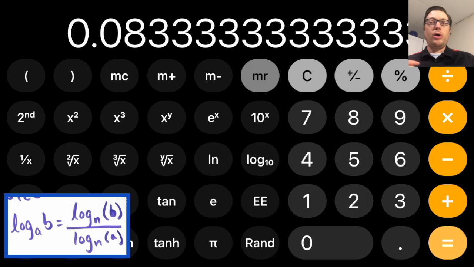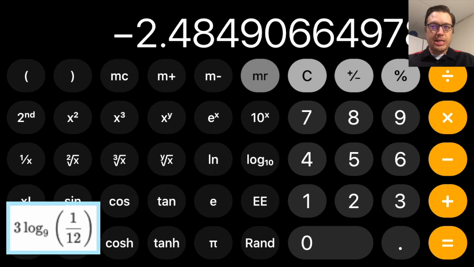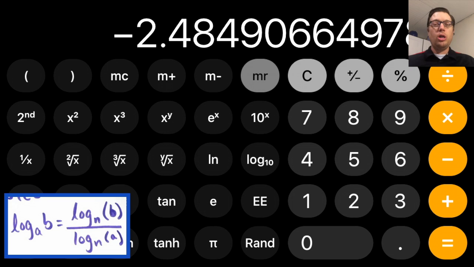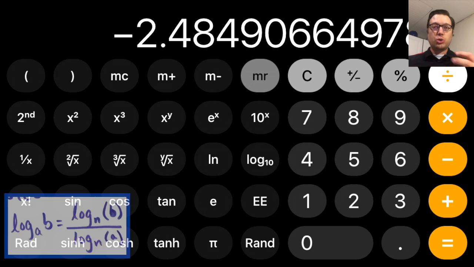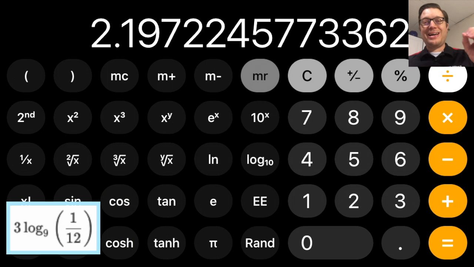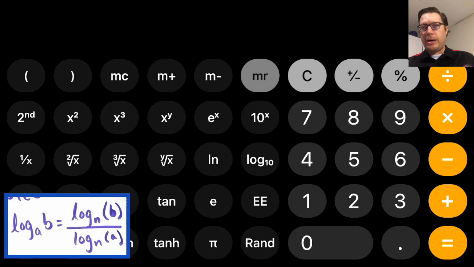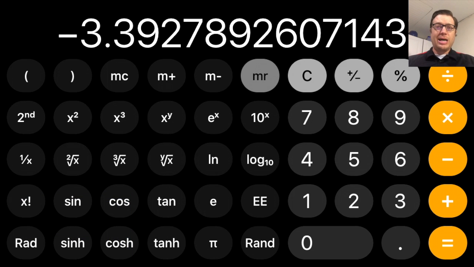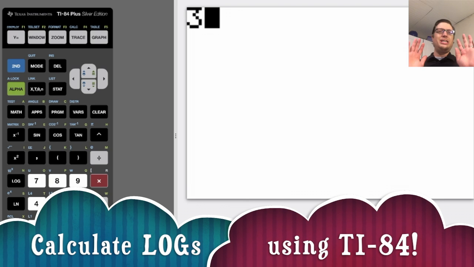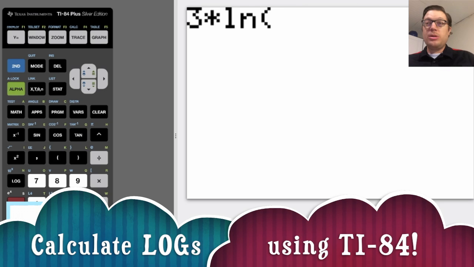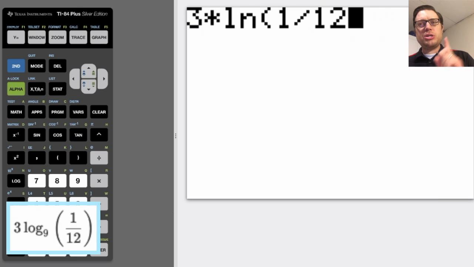Then figure out what 1 divided by 12 is. Take the natural log of that, then divide by the memory recall, because that log or natural log base 8 is stored as a long decimal in the iPhone. And then last of all, multiply by 3 and you have your answer. That one's rough. You got this. You can use your iPhone. TI-84, so much better. Desmos is still the best, but there's this trick with the change of base.